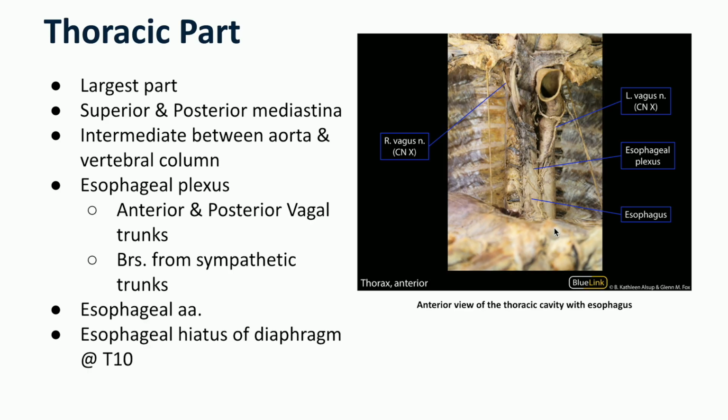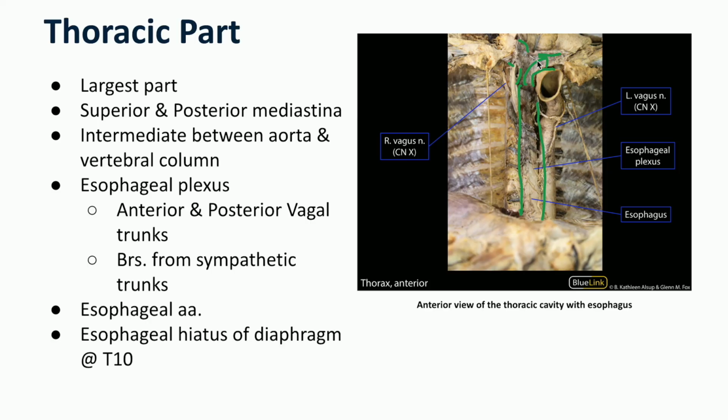Next up, we have the thoracic part. This is the largest part of the esophagus. It runs through the superior and posterior mediastina. Here we actually have the trachea and the primary bronchi reflected upwards. So normally these would be sitting anterior to the thoracic part of the esophagus.